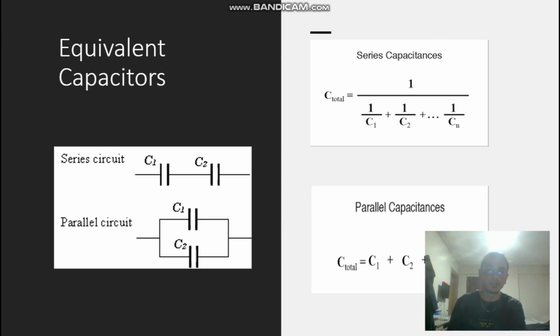You can see the series capacitance formula: C equivalent equals 1 divided by (1 divided by C1 plus 1 divided by C2, and it goes on like that until 1 divided by Cn). And the parallel capacitance formula: C equivalent equals C1 plus C2 plus C3, and it goes on like this until Cn.